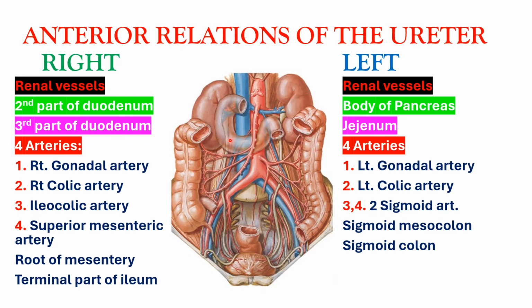When you come to the left side, it's the same thing. It's more clear here. So this is the left kidney, this is the ureter, and the vessels are anterior to the ureter. Now another part is the second part of the duodenum. On the right side, this is the second part of the duodenum. The second part of the duodenum is anterior to the ureter as you descend slightly.